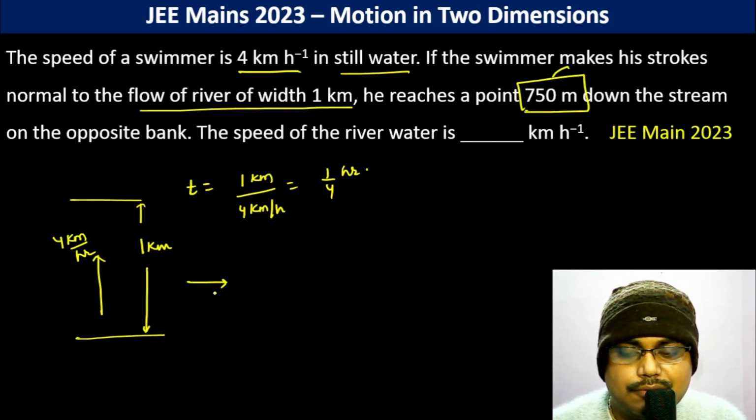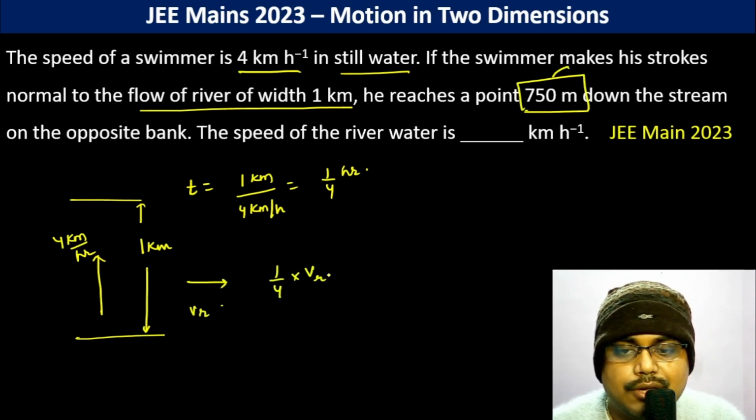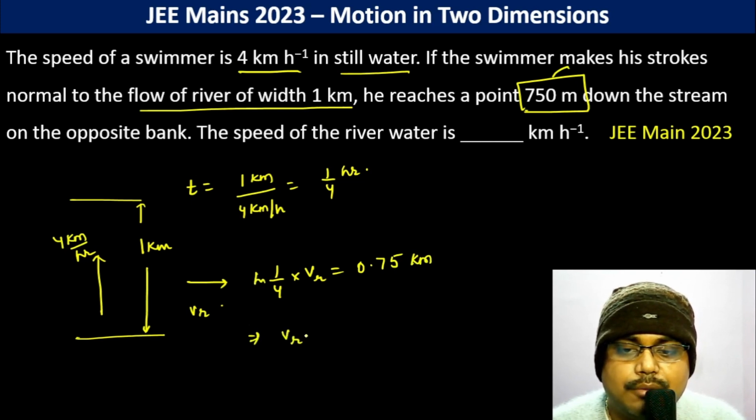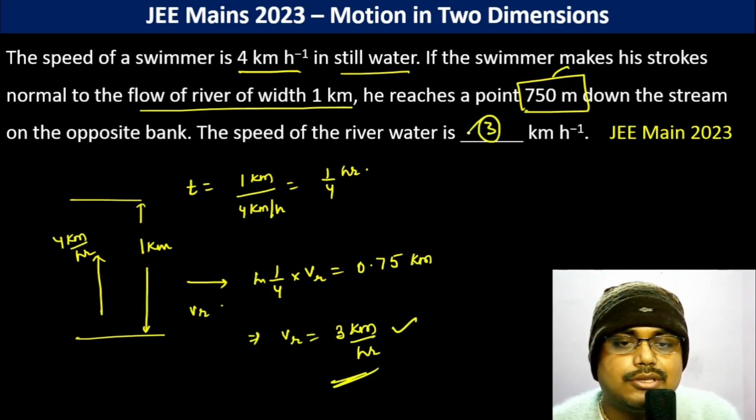Okay, so the river velocity is this vr, so 1 by 4 into vr will become 0.75 kilometers. Okay, so vr becomes 0.75 into 4, that is 3 kilometers per hour. So our answer is 3.